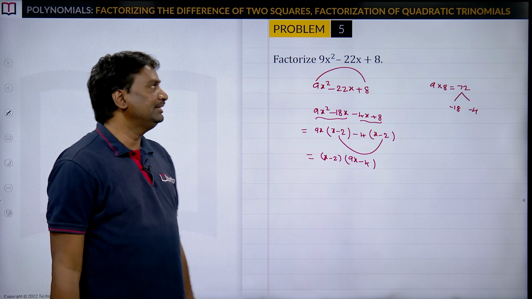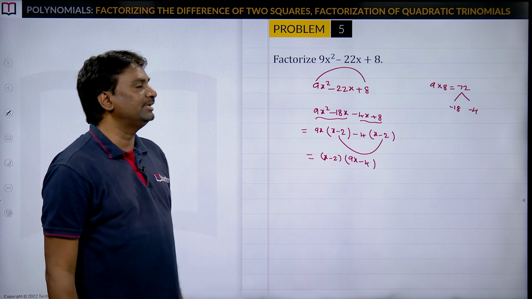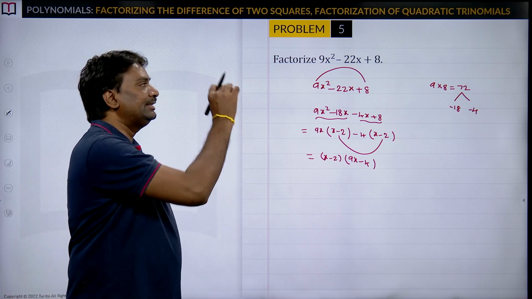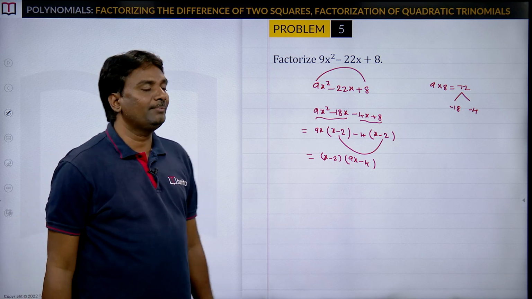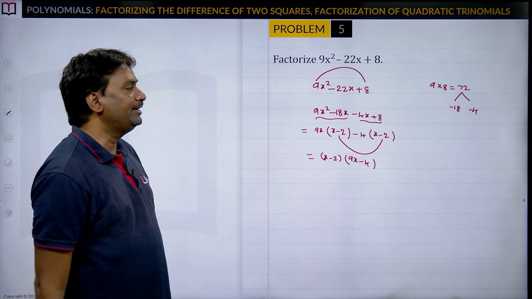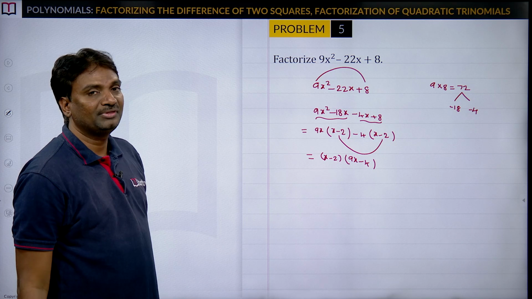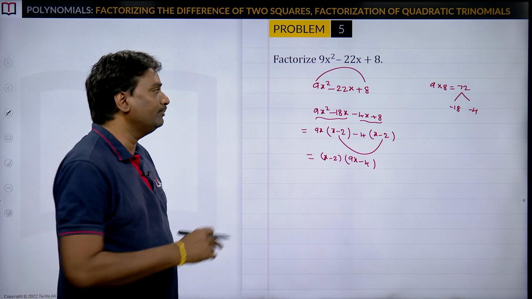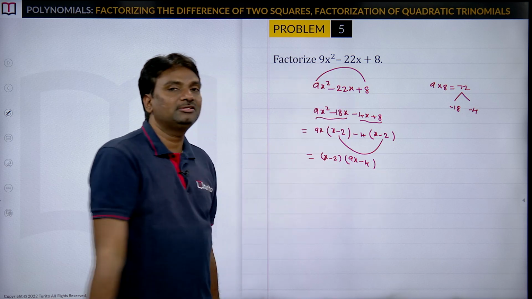So, the given expression is 9x square minus 22x plus 8. Clearly, that is a quadratic trinomial, in the form of ax square plus bx plus c. Take 9 into 8, that is 72. Take the factors of 72 as minus 18 and minus 4, because the middle term is minus 22.